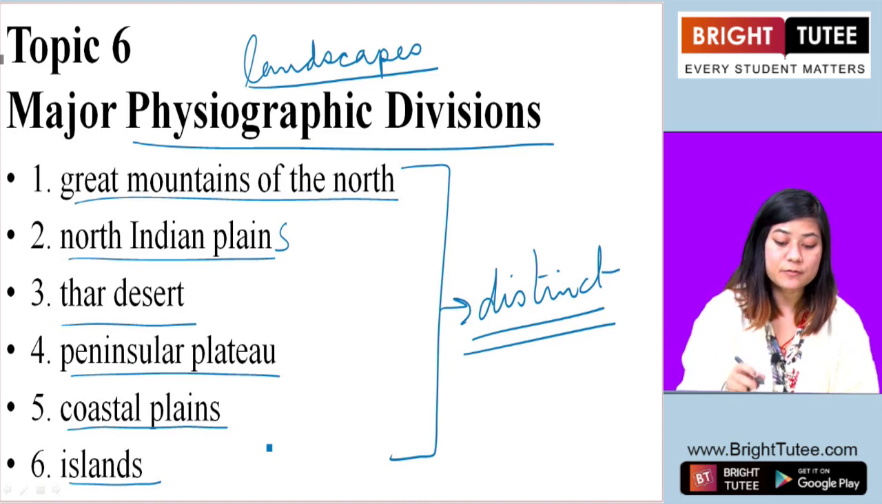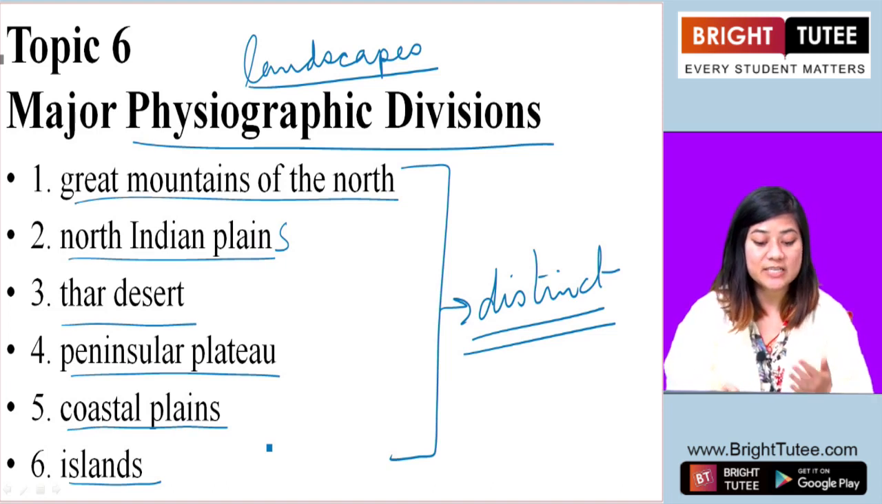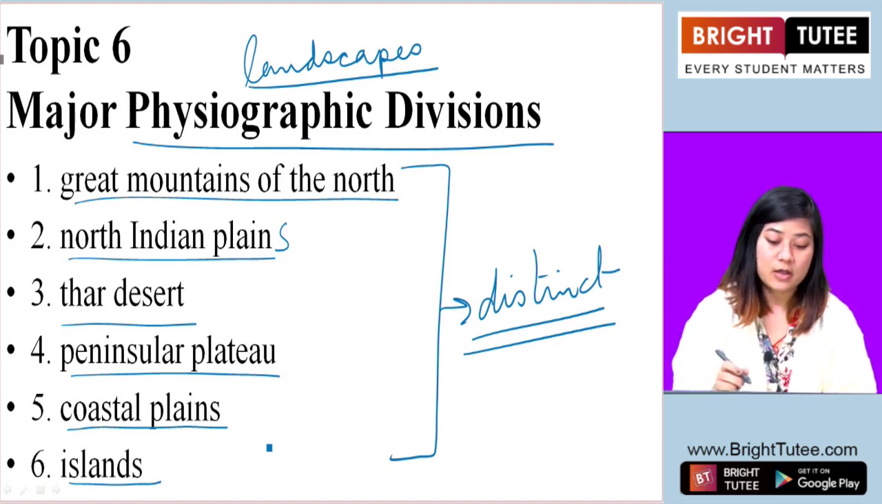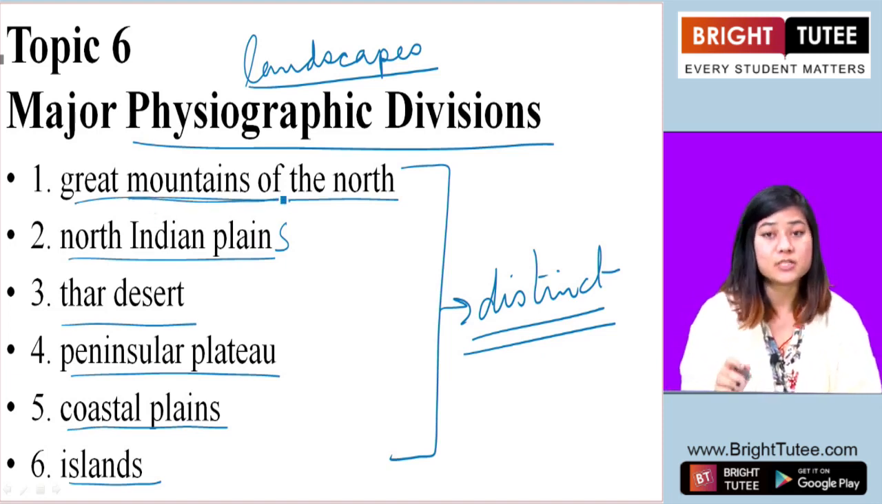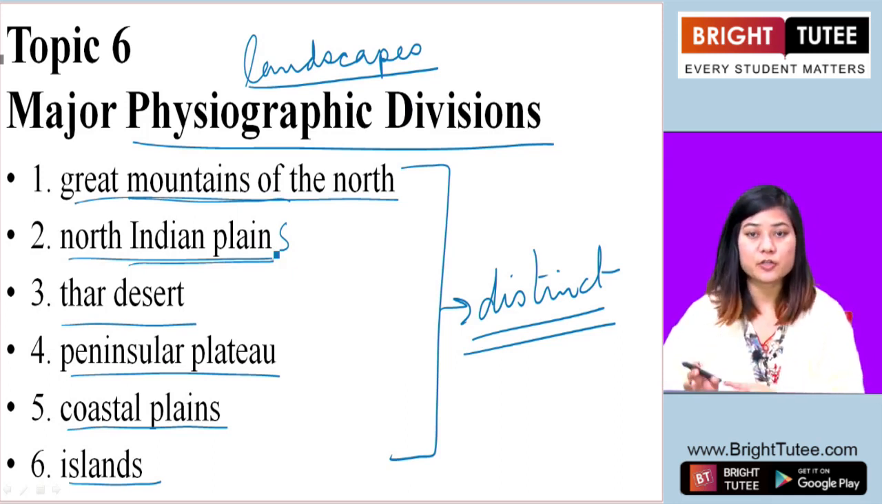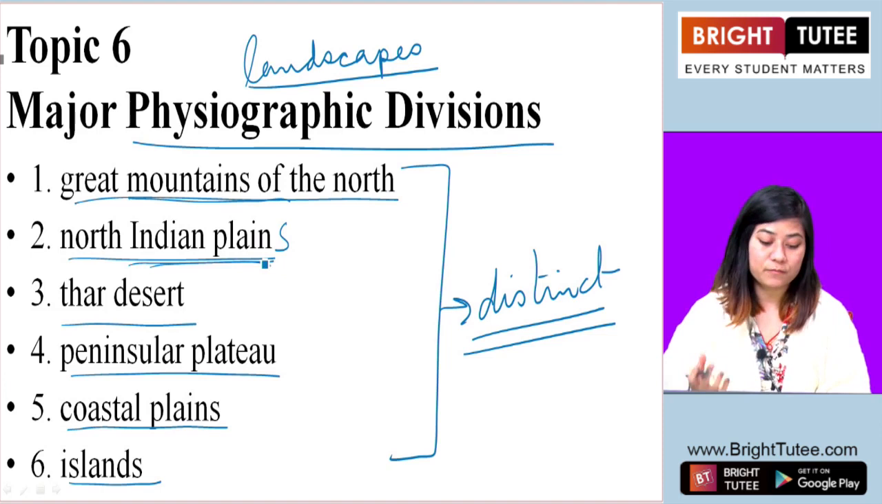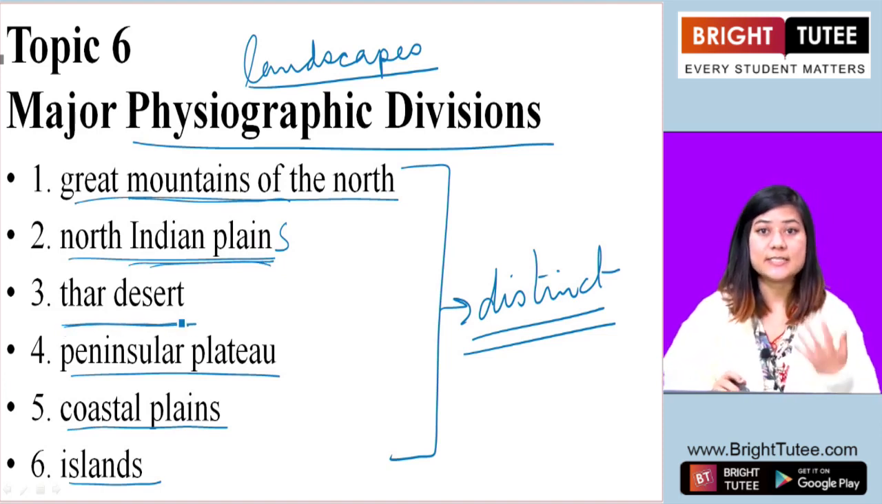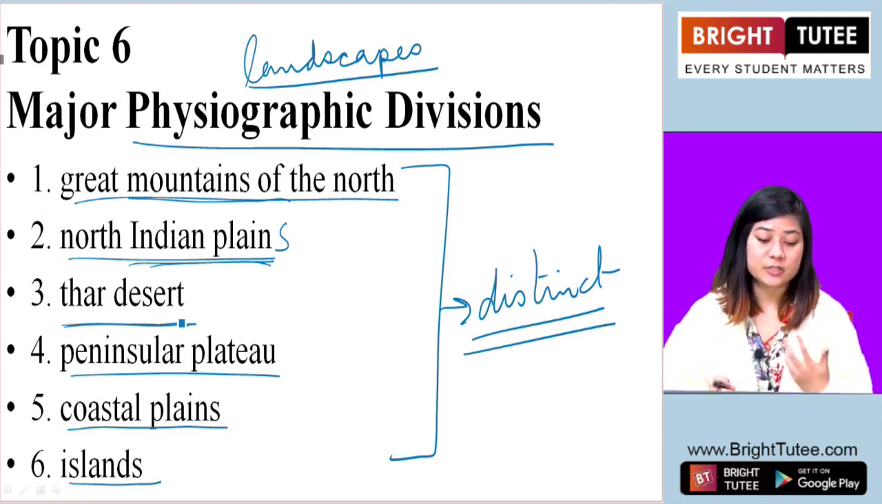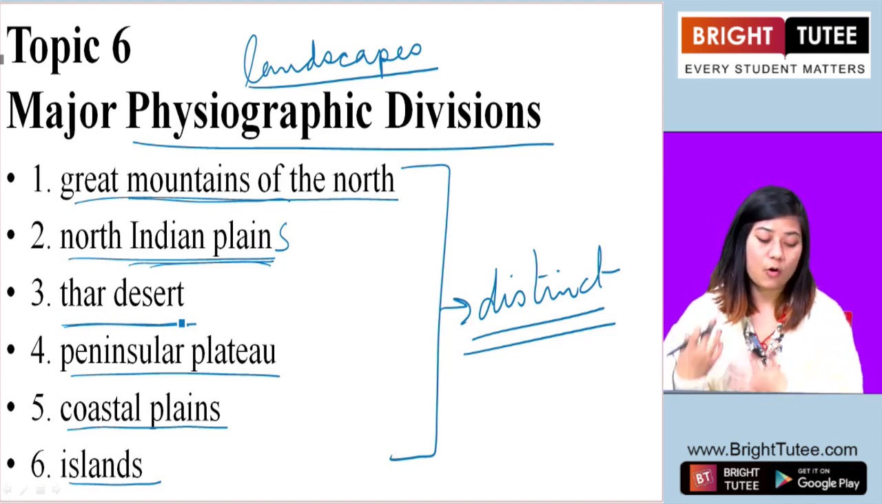Even when we see the 6 of them laid out in front of us, we can see that each one of them has distinct characteristics from the others. For example, the first one is the mountains of the north. The second one is the plains. Obviously the mountains are distinct from another physiographic division, the plains of North India. The third one, the desert, is uniquely different from the first 2 divisions, the mountains in the north and the Indian plains also of the north.